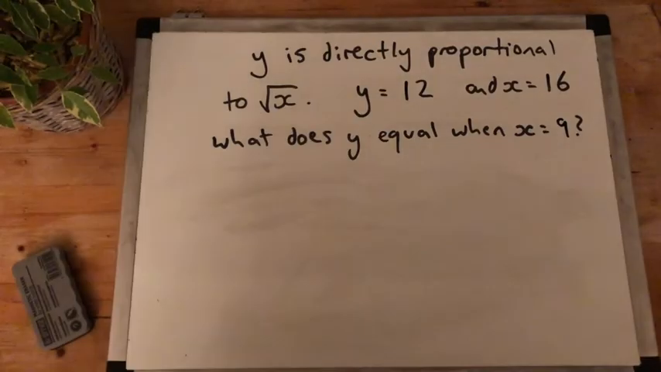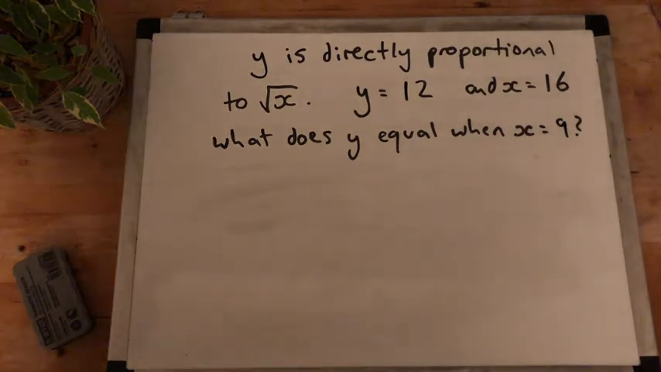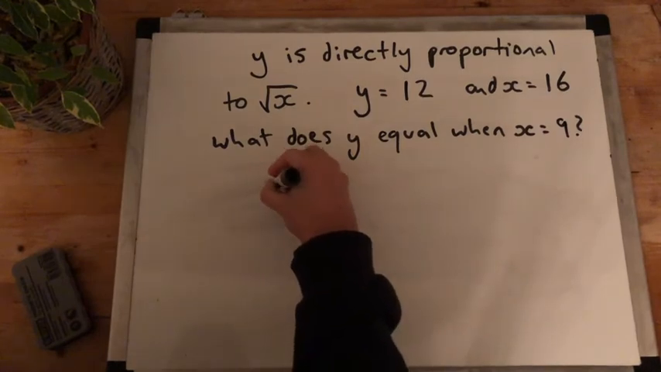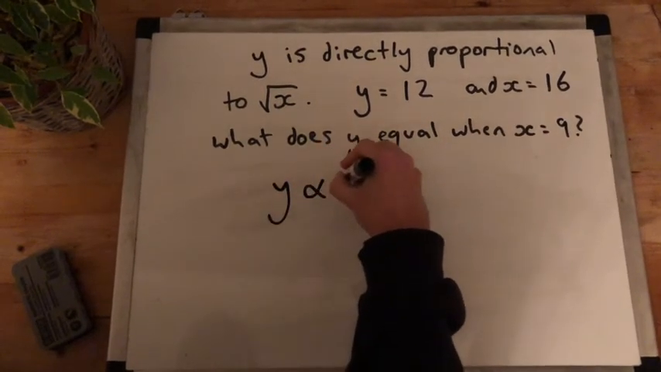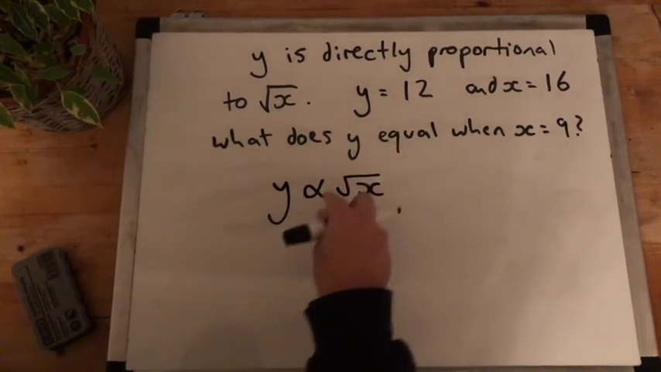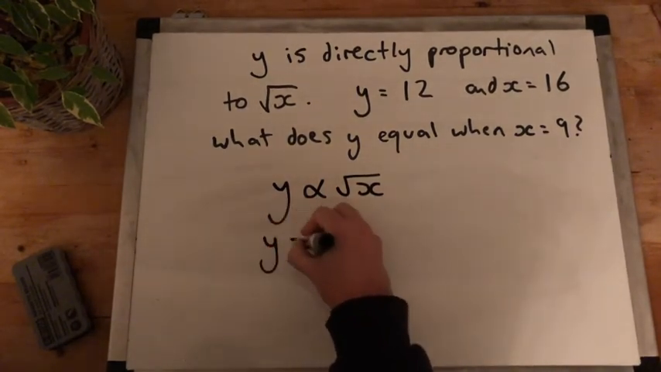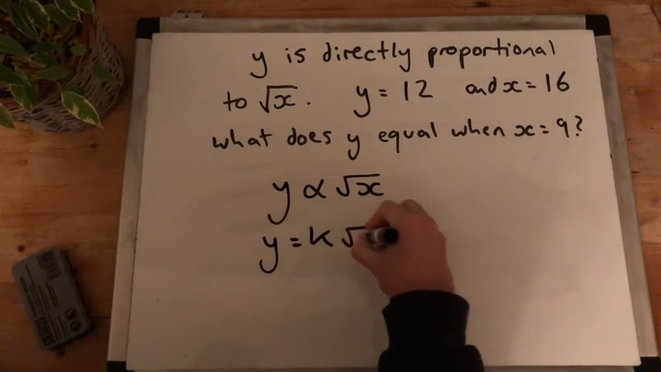This one here is putting everything that we've done so far together. Y is directly proportional to root x. Y equals 12 and x equals 16. So what does y equal when x equals 9? Y is directly proportional to square root x. Swap this out for equals k. Y equals k square root x.